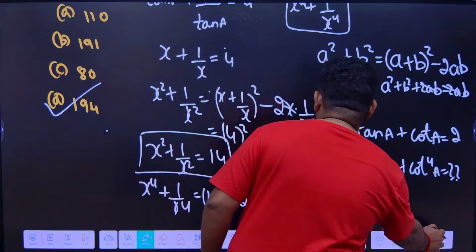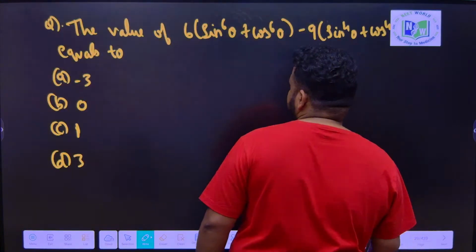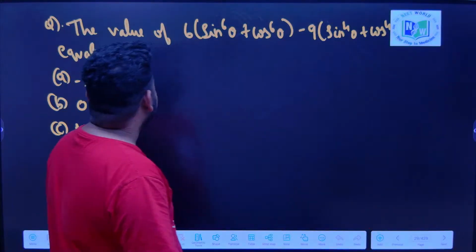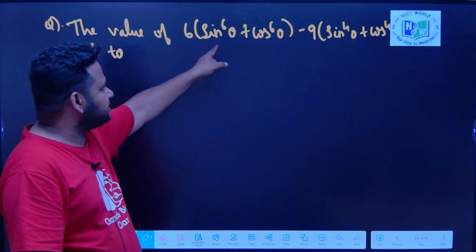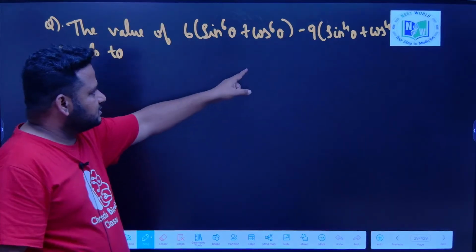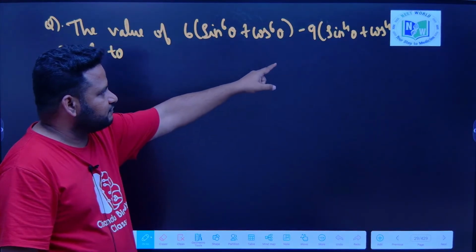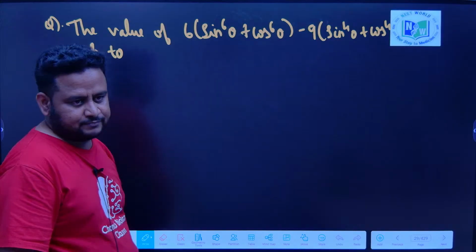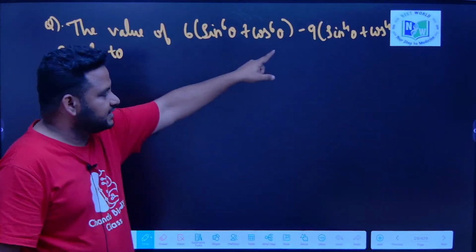Alright, let us move to the next question. They have given the value of 6 times sin to the power of 6 theta plus cos to the power of 6 theta minus 9 times sin to the power of 4 theta plus cos to the power of 4 theta. Here it is 6, there it is 4.